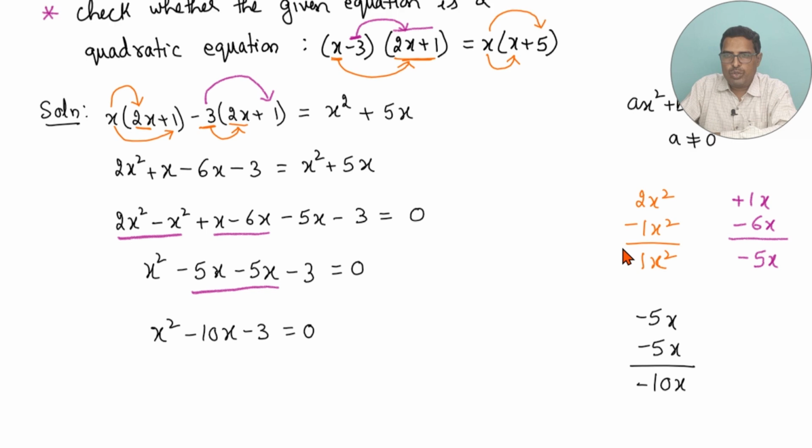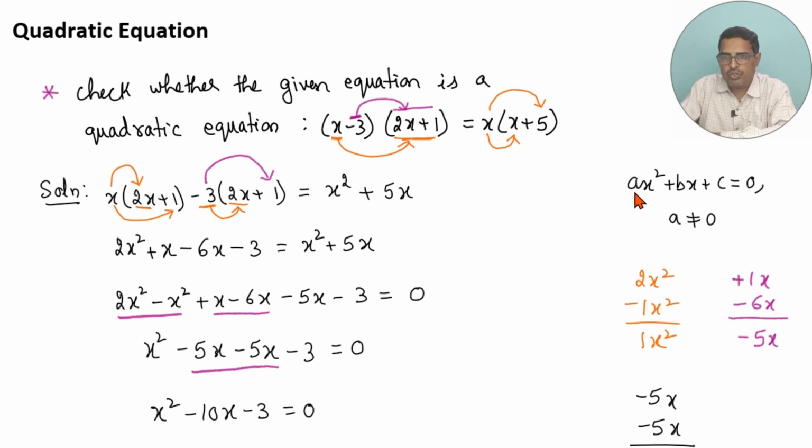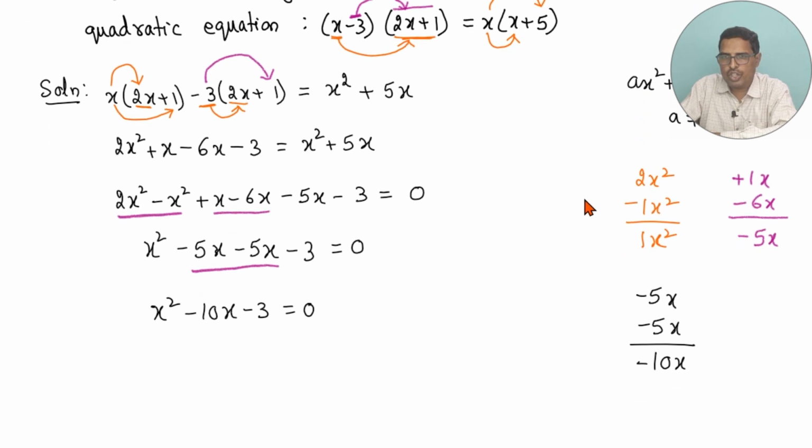So now let us check whether this given equation is in the form ax² + bx + c = 0. If you compare, the coefficient of x² is a, the coefficient of x² is 1, right? So the a value is 1 here. The coefficient of x over here is b, and the b value is −10. And here, what is the c value? The c value will be −3.